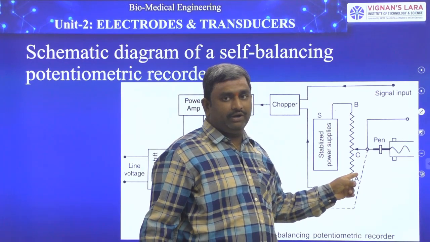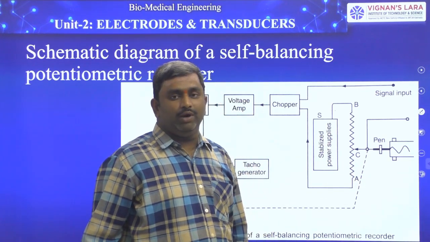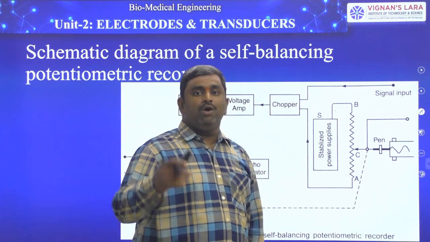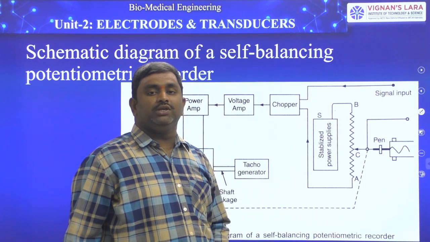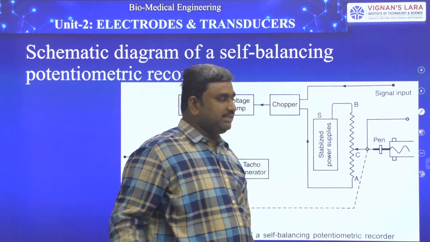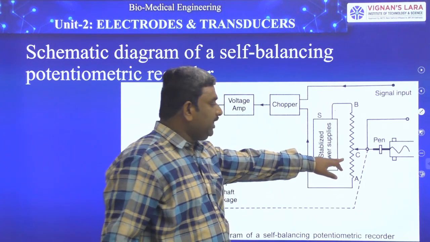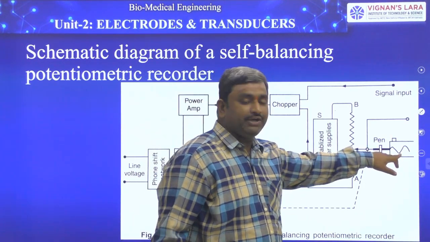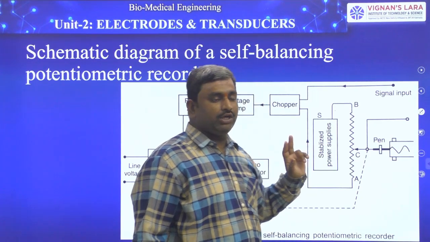Where is that potentiometer? A potentiometer is nothing but a voltage divider. A potentiometric circuit is nothing but a voltage divider. The voltage divides based on the choice of different resistances. Here I will choose different resistances. Then the same pointer is connected to a graph, a stylus pen, and it is connected to the graph.